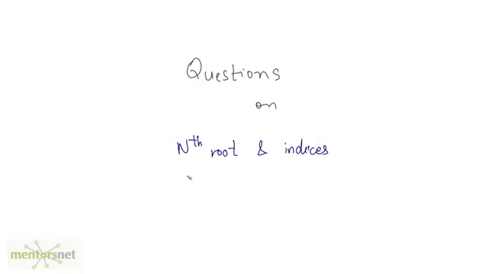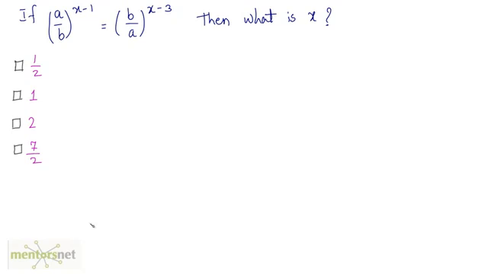Okay guys, let us solve some more questions on nth roots and indices. So we have this question, what is the value of x? You have the left hand side of this equation as (a/b) raised to x minus 1, and the right hand side is equal to (b/a) raised to x minus 3.